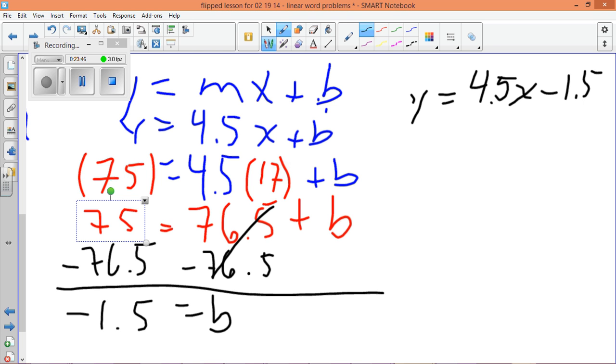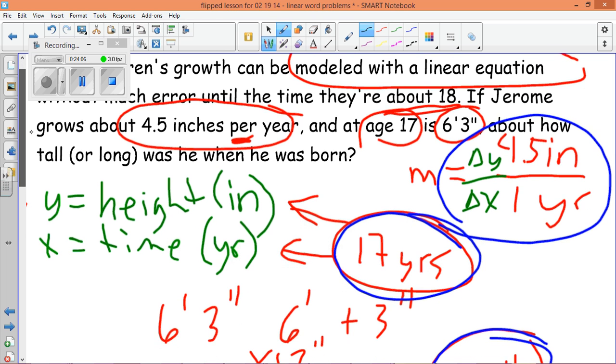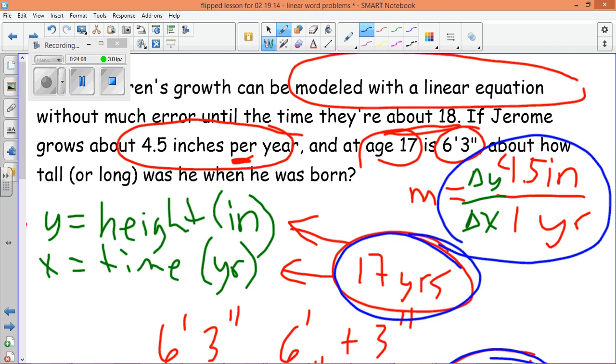If you think about what the y-intercept means here, that means that when x is 0, or when the baby is just born, because time is 0, then the value of his height is negative 1.5 inches. Clearly, that doesn't make a lot of sense, but we're going to go with it so that we can finish answering these questions. Okay? So if Jerome grows about 4.5 inches per year and at age 17 is 6'3", about how tall or long was he when he was born?